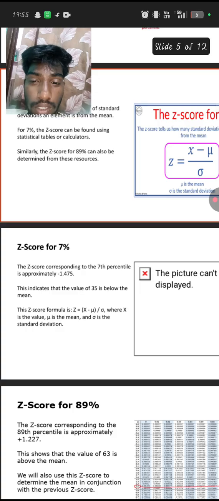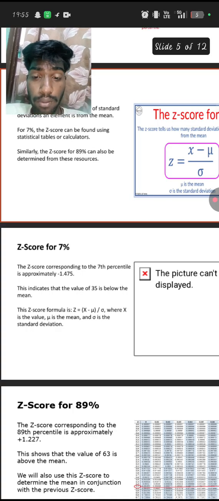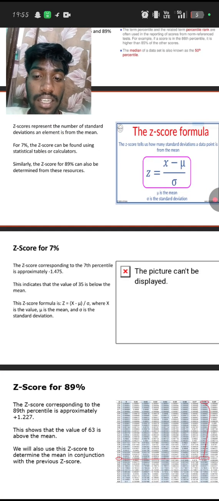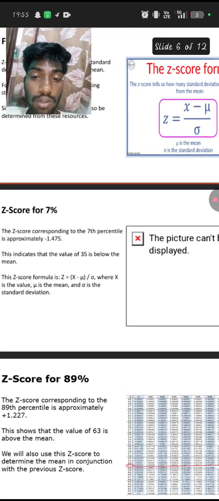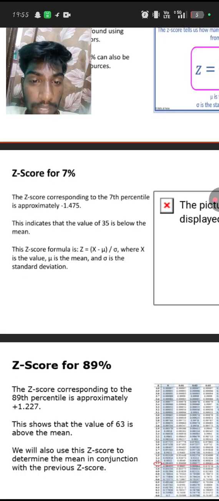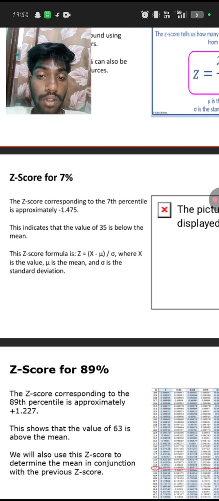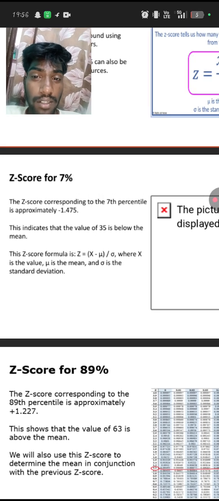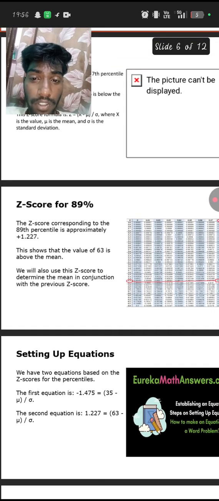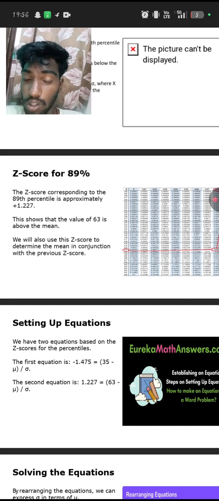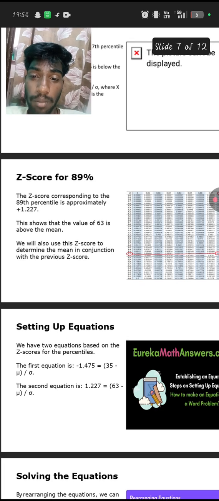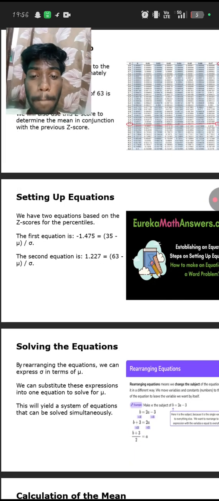The Z-score corresponding to the 7th percentile is approximately minus 1.475. This indicates that the value of 35 is below the mean. The Z-score formula is Z equals x minus mu by sigma, where x is the value, mu is the mean, and sigma is the standard deviation. The Z-score corresponding to the 89th percentile is approximately 1.227. This shows that the value of 63 is above the mean. We will use this Z-score in conjunction with the previous Z-score to determine the mean.